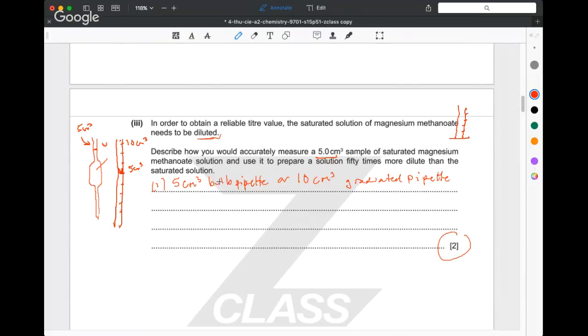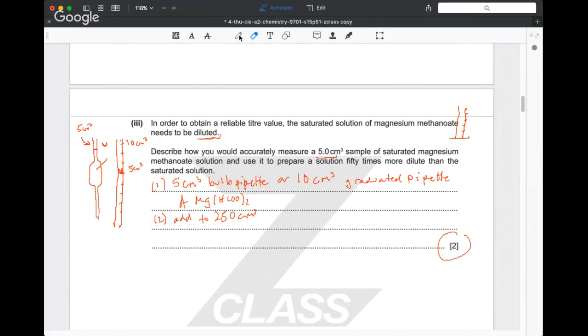So you're going to have this bulb pipette or graduated pipette of the magnesium methanoate, because we're wanting to dilute that, aren't we? So we need to do that. And then the second step is, once you've measured the 5 centimeters cubed, you're going to add that volume of magnesium methanoate to a 250 centimeter cubed volumetric flask.